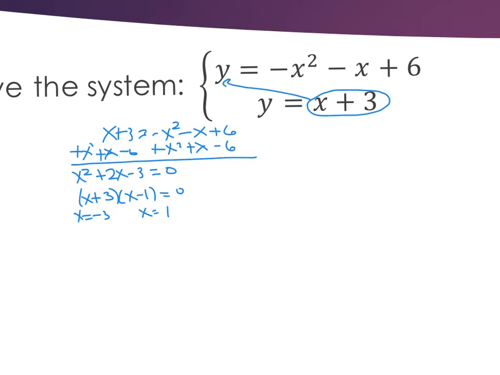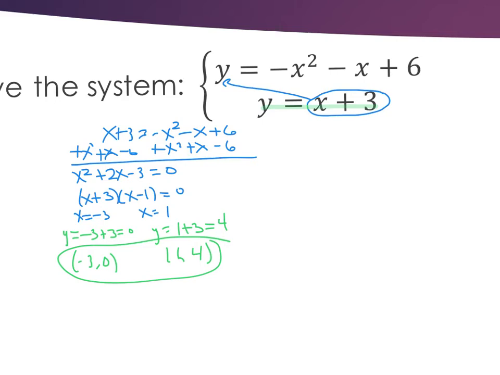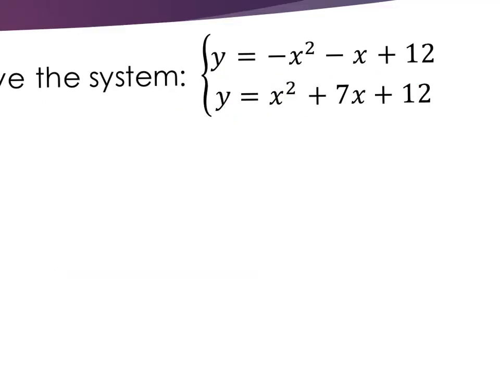So what I would probably do is use y equals x plus 3. So down here, y equals our x for that one, negative 3, plus 3, which is 0. So I have the solution negative 3, 0. And we have y equals 1 plus 3, which is 4. So we have the solution 1, comma 4. So if we look at the next equation, I would probably start off doing something really similar.